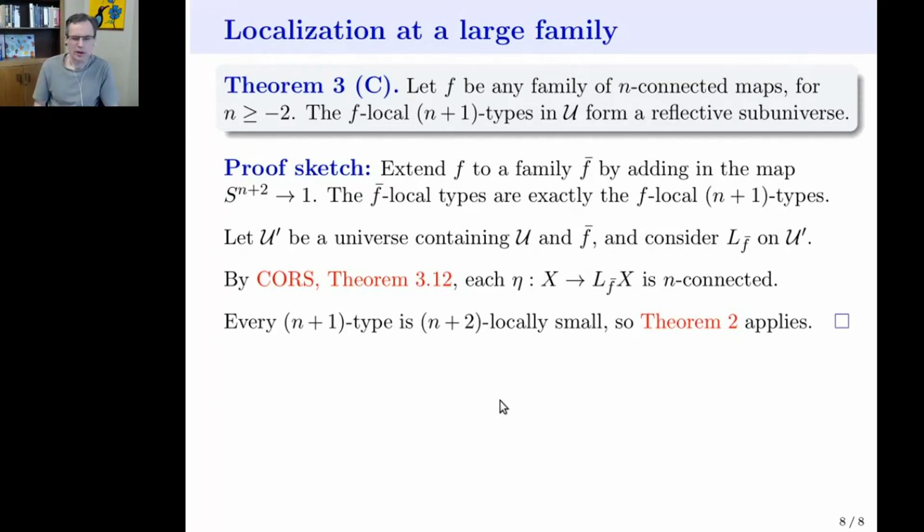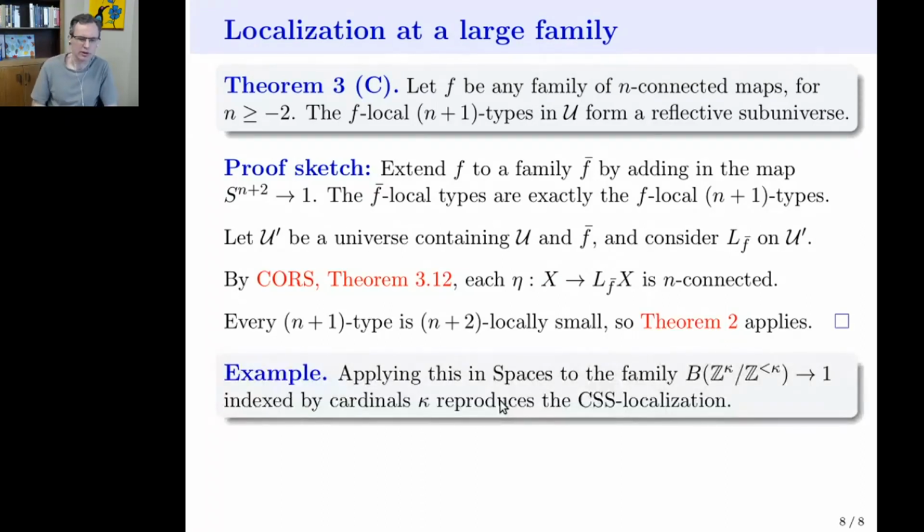Okay, so let me show you how this recovers the result due to Casacuberta, Scevenels, and Smith. If you apply this in the infinity topos of spaces, where you take your family to be this large family of the classifying spaces of all the quotient groups that appear in their statement, then being local with respect to that family turns out to be exactly equivalent to the condition on homotopy groups, that they have no maps from this group.